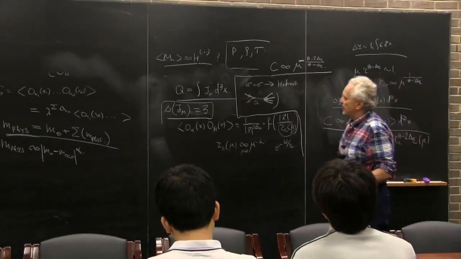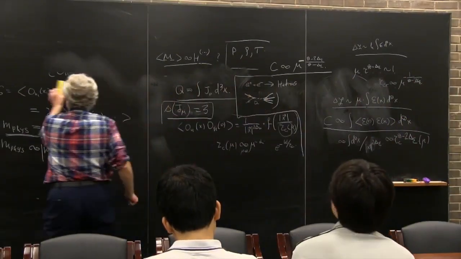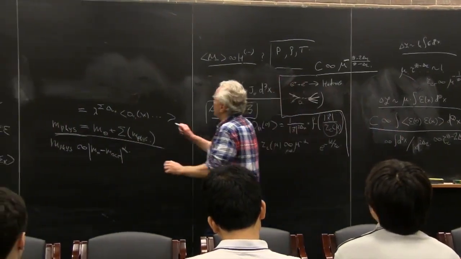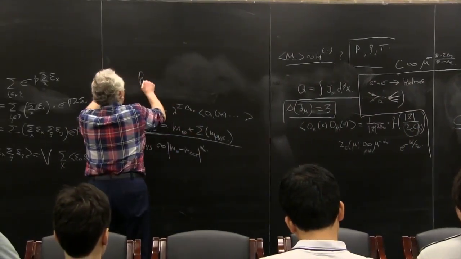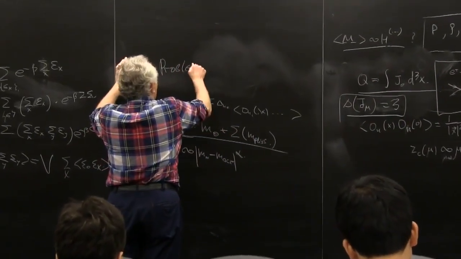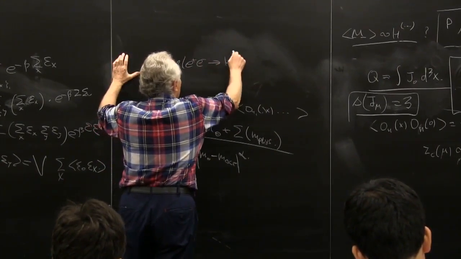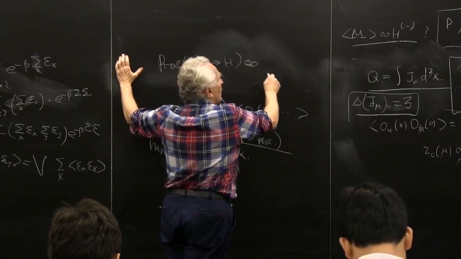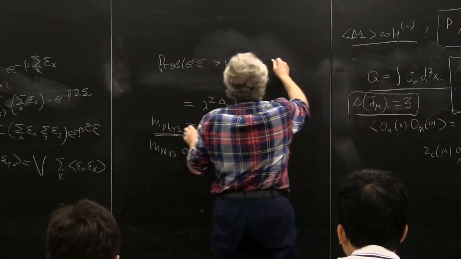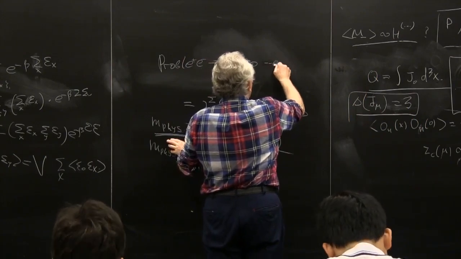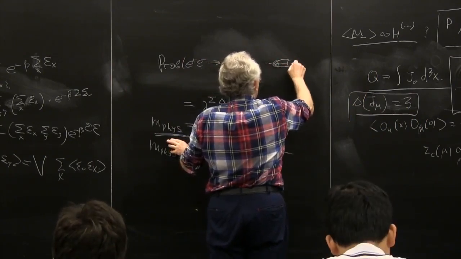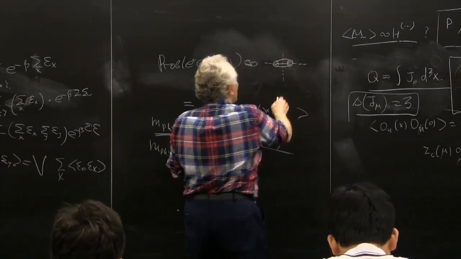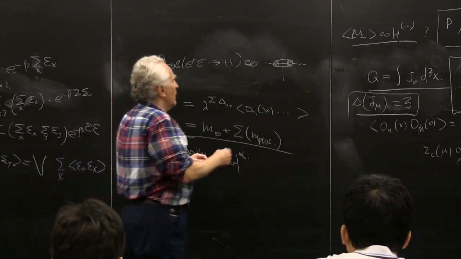Now let's calculate the total cross section. The total cross section, so the probability for e plus e minus to go into hadrons, is proportional to the square of this amplitude. So you have a virtual photon, you multiply it by this, and here you assume integration over the phase volume.